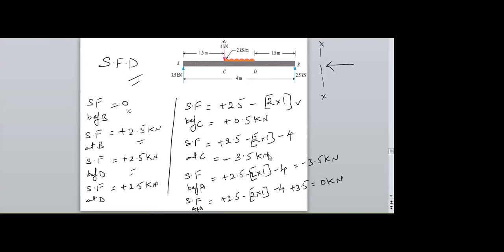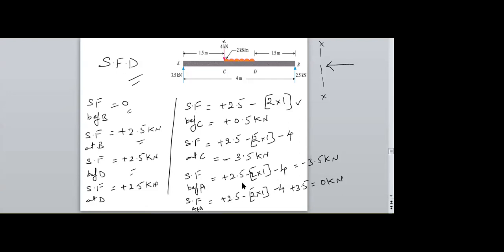Therefore, -4 needs to be considered here, which is acting in the downward direction. So we are getting -3.5 kilonewtons. And the last point is A.